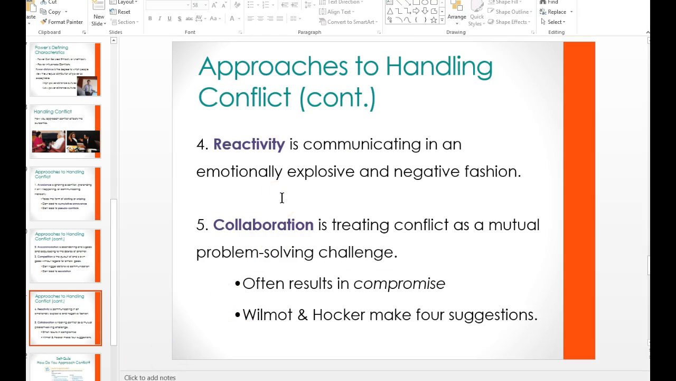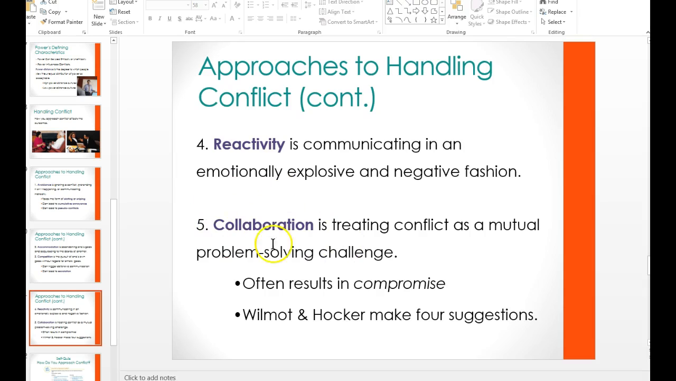Reactivity is another approach to handling conflict. It usually is emotionally explosive and comes out in a negative fashion. A patient turns to you and reacts very negatively and emotionally because they perceive that you've insulted them.